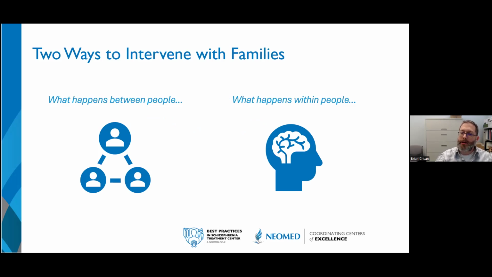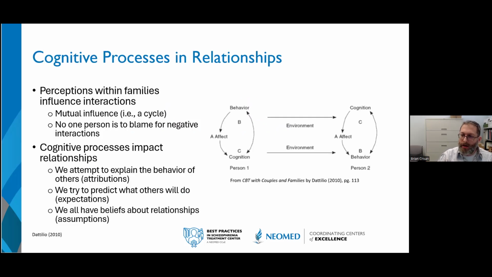When we think about how to intervene with families, I want you to think of two different compartments or buckets, right? So there's what happens between people, and there's what happens within each person in a family system. And so we're going to talk today just briefly about what happens within people. Specifically, we're going to talk about cognitive processes in relationships.